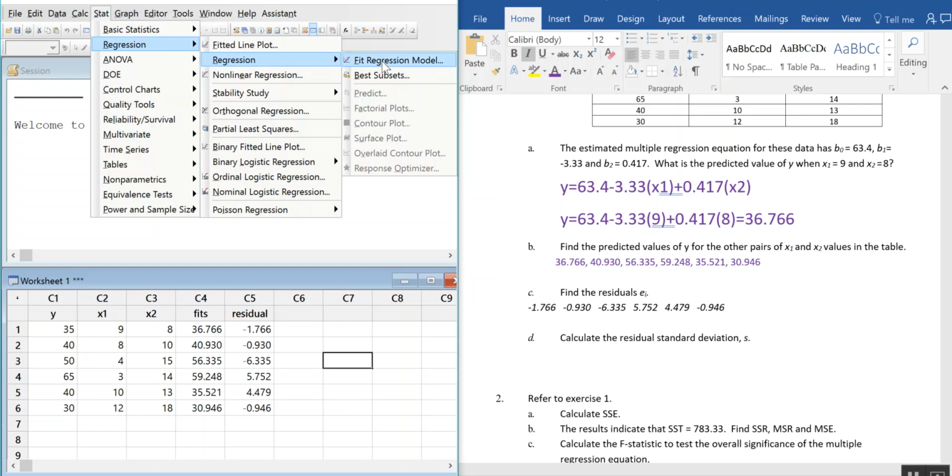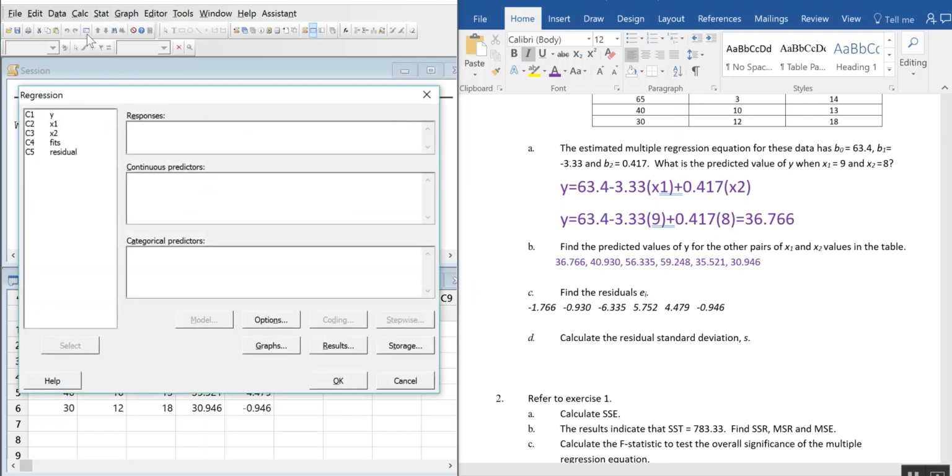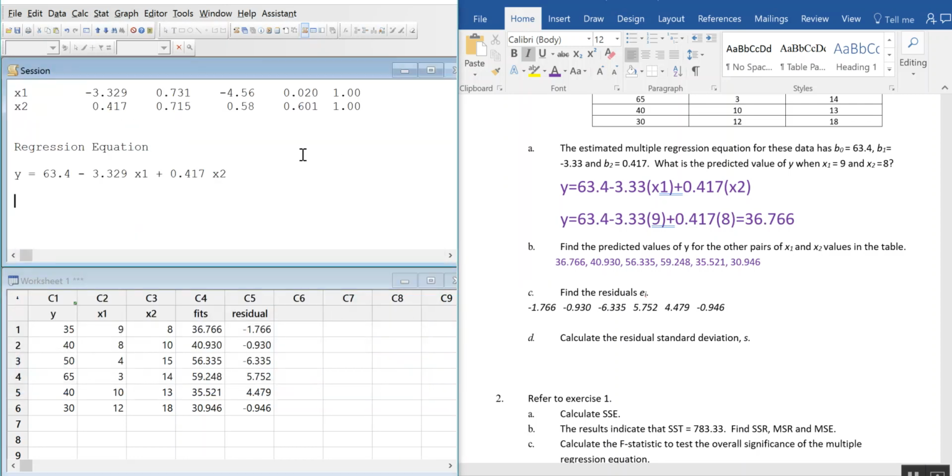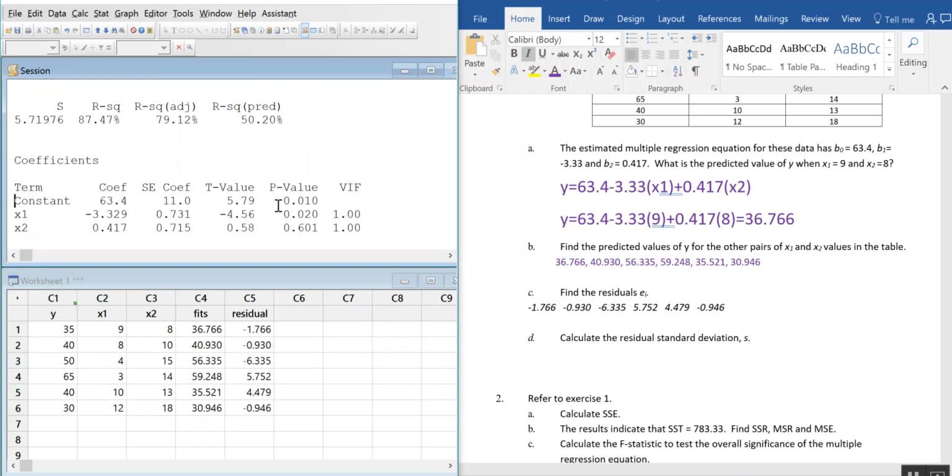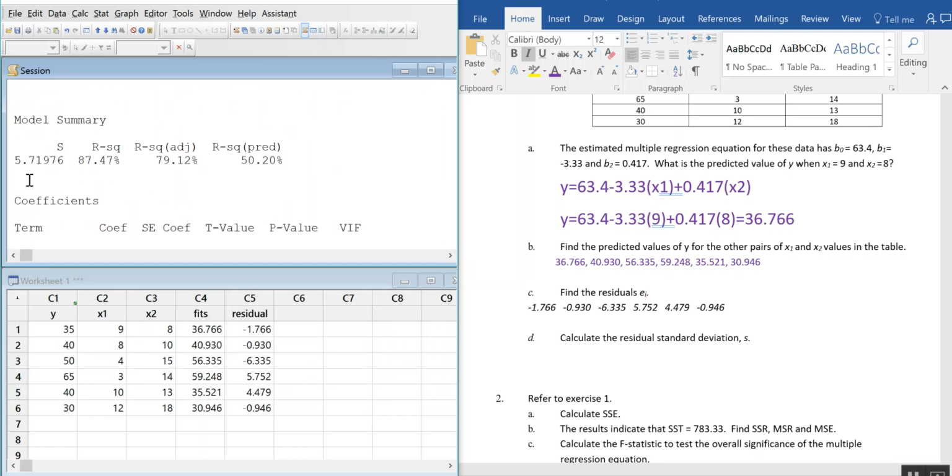We're going to go to fit regression model because this is the more detailed output version. We're going to put in y as our response, and then x1 and x2 for our continuous predictors, and I'm not going to mess with any of the settings. I'm just going to hit OK to get some raw output. If you scroll your output up, you'll see the value for S right here. This is great if you have raw data. If you have raw residuals, you'll have to do it by hand.